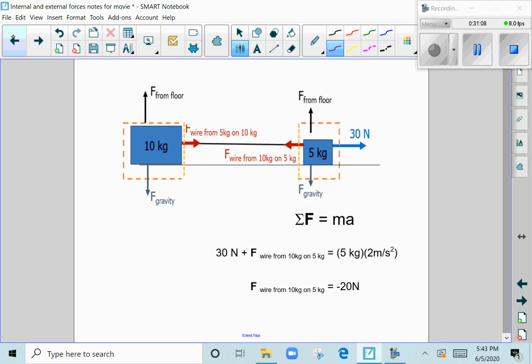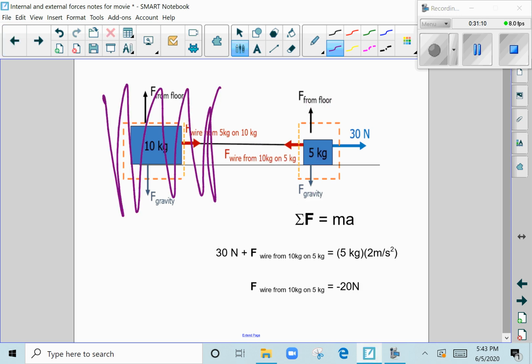Now, if I take a look at the 5 kilogram block only, I see something kind of interesting. So I'm going to ignore the 10 kilogram block. Here I have my net force, which is the 30 newtons plus the force of the 10 kilogram block pulling back on the block. That's going to have to equal the mass of 5 kilograms times the acceleration of 2, which I found before viewing the whole system as an object. And I solve for the tension here. I find that the force on the wire is negative 20 newtons.